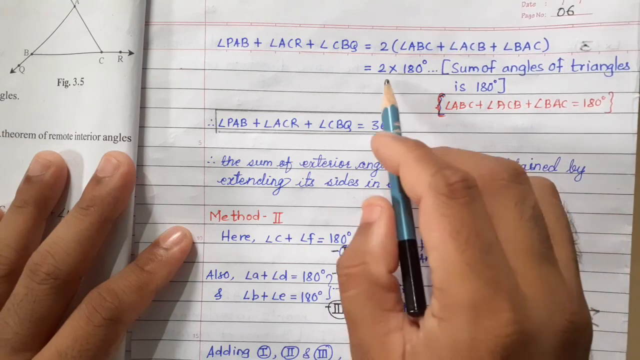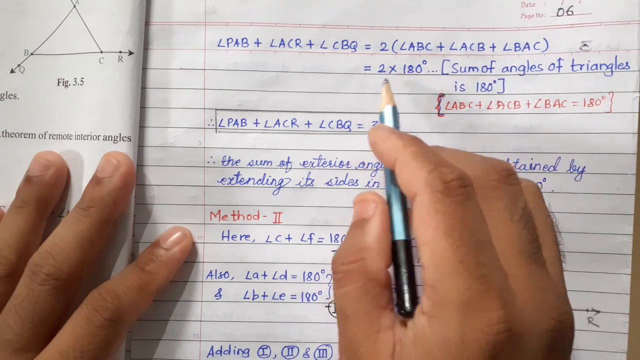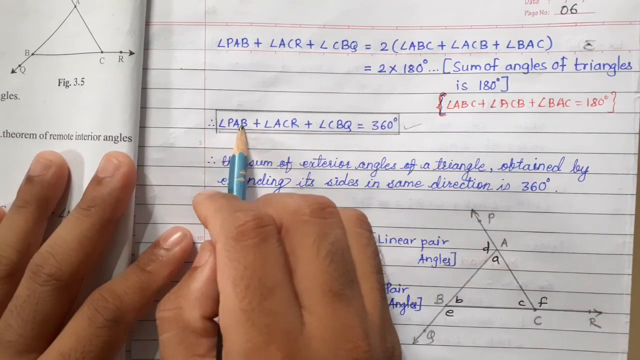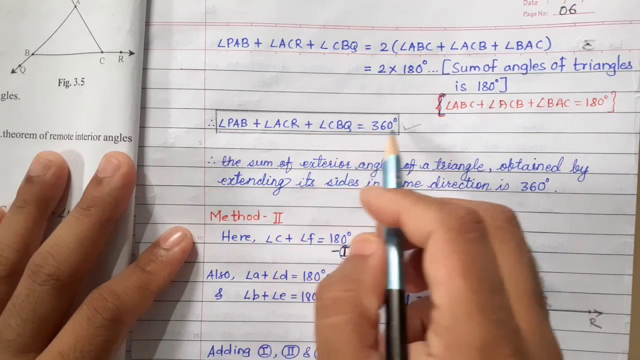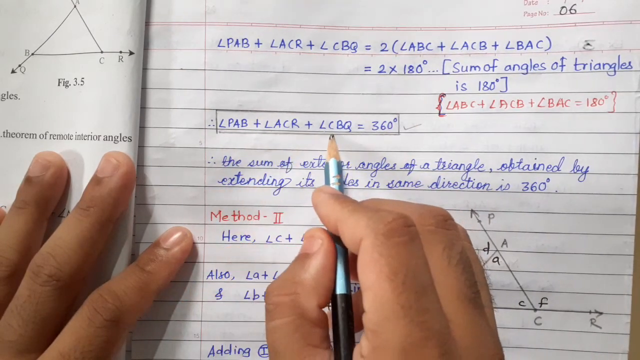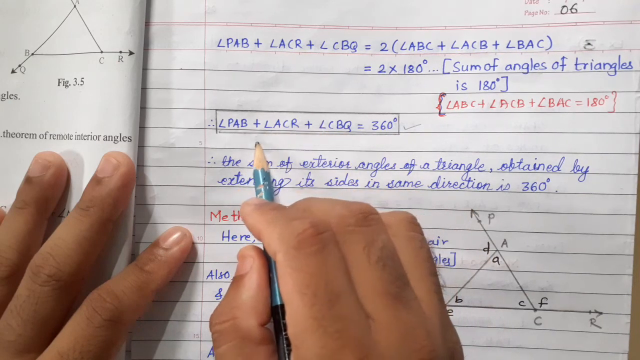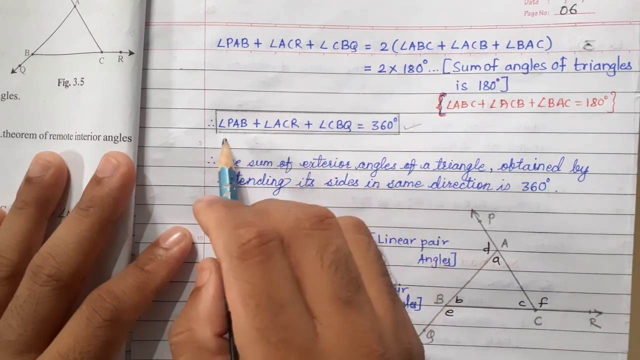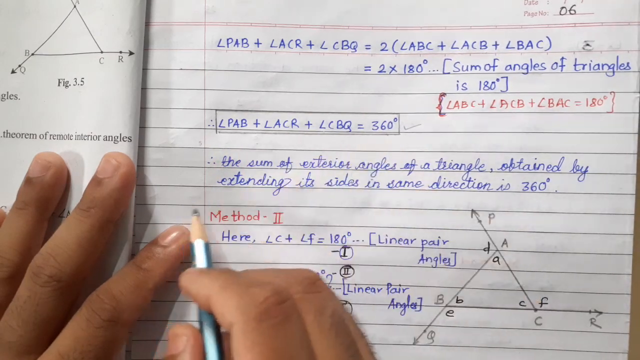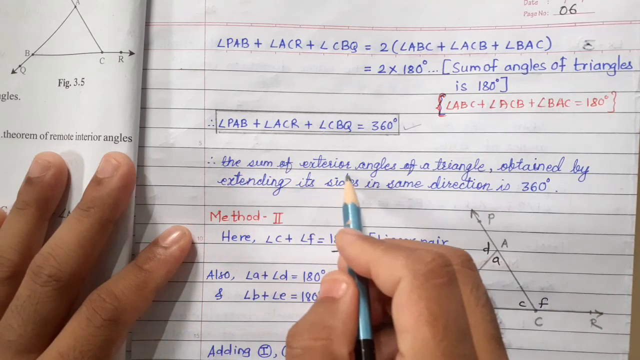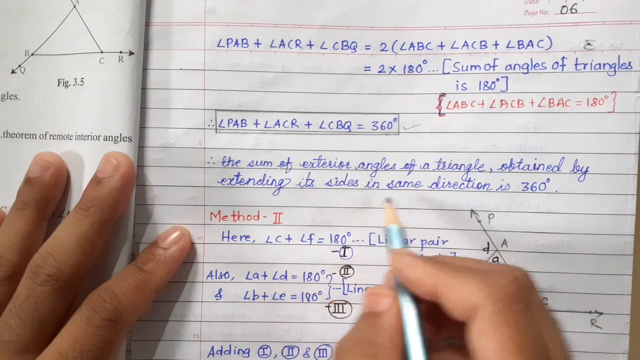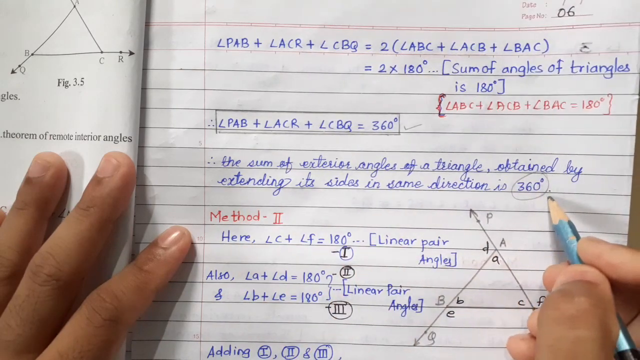So we can write 2 multiplied by 180 degrees, and 2 multiplied by 180 degrees is 360 degrees. Therefore angle PAB plus angle ACR plus angle CBQ is equal to 360 degrees. Angle PAB, angle ACR and angle CBQ, these 3 angles are exterior angles of the triangle, and the sum of exterior angles is equal to 360 degrees. Therefore we can say the sum of exterior angles of a triangle obtained by extending its sides in the same direction is 360 degrees.